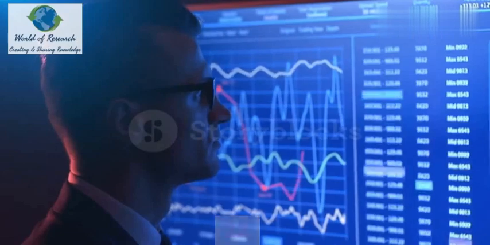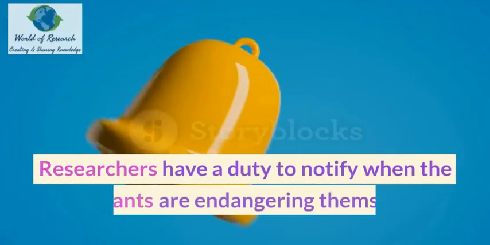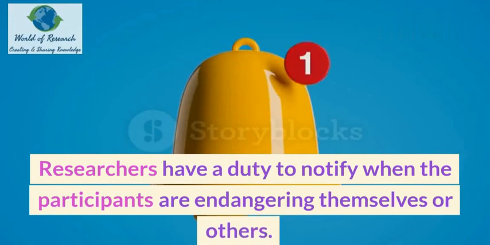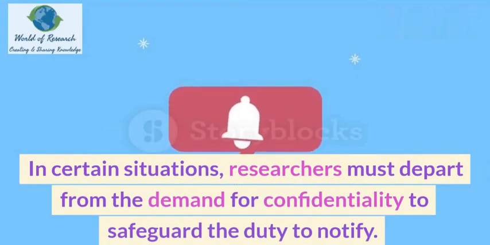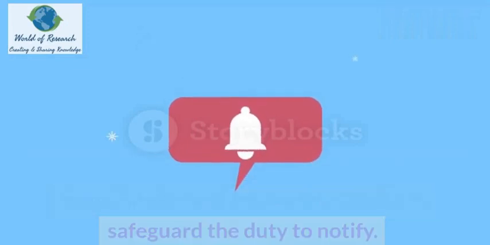Number 22. Duty of notification. Researchers have a duty to notify when the participants are endangering themselves or others. In certain situations, researchers must depart from the demand for confidentiality to safeguard the duty to notify.